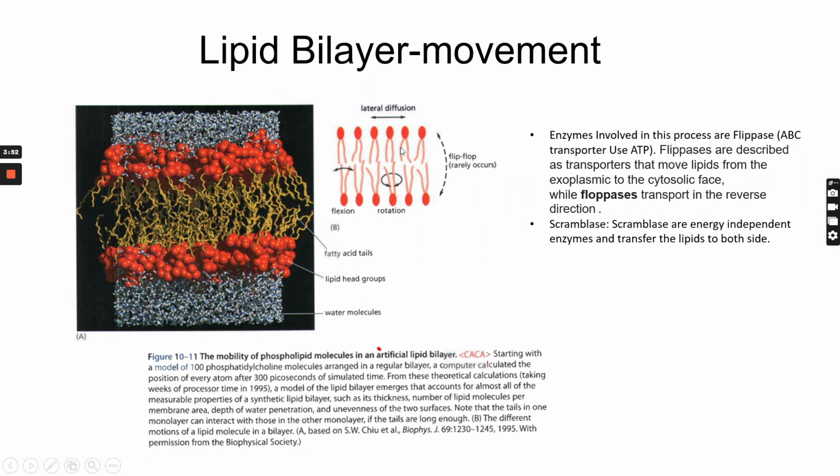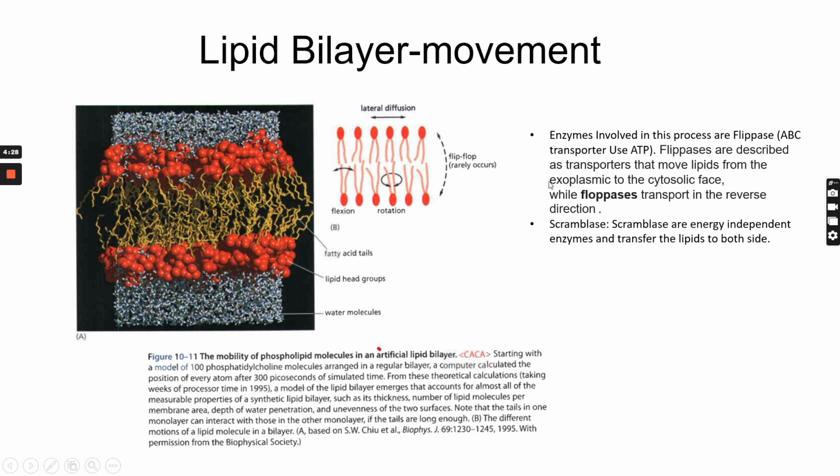These lipid bilayers are not static; they have movement inside the membrane. This side-by-side diffusion is known as lateral diffusion, and they also do flip-flop diffusion, and they also rotate among themselves. These are the three kinds of movements specifically observed in lipid bilayers.